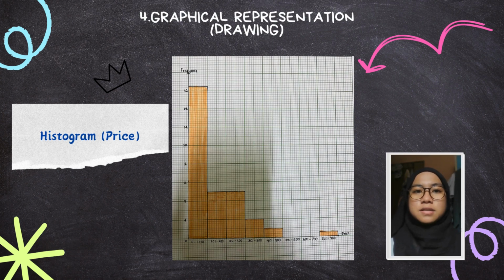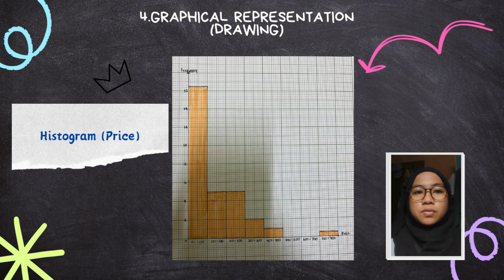Next graph is a histogram for the frequency of price. We use the graph to analyze whether the price increases or decreases. Okay, look at the graph. Part C1 refers to frequency and part C X refers to price. 0 to 100, we got 33 frequency. 101 to 200, we got 10 frequency. 201 to 300, we got 10 frequency.